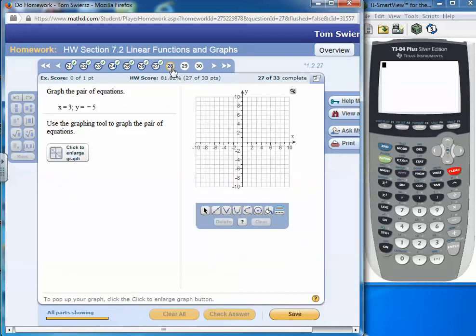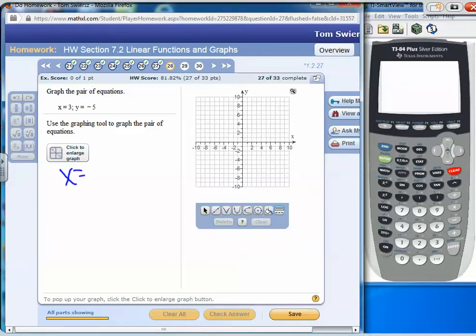Let's move on to question 28. Graph the pair of equations, x equals 3 and y equals -5. Okay, x equals something is always a vertical line. So x equals 3 will be a vertical line at 3 units. X is always 3, so over 1, 2, 3, and we would be something about right there.